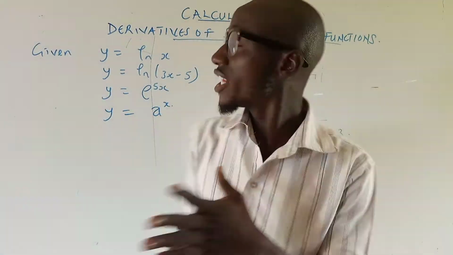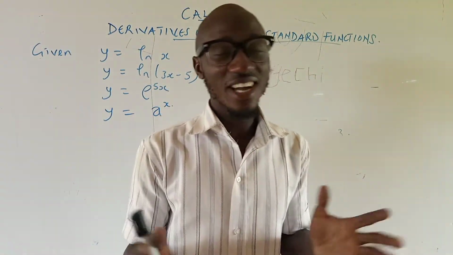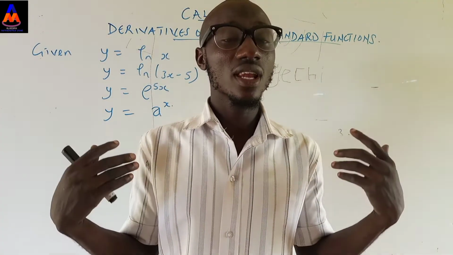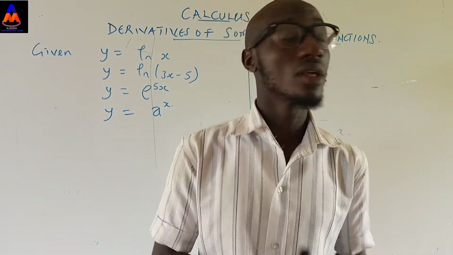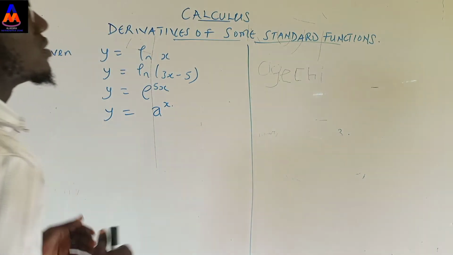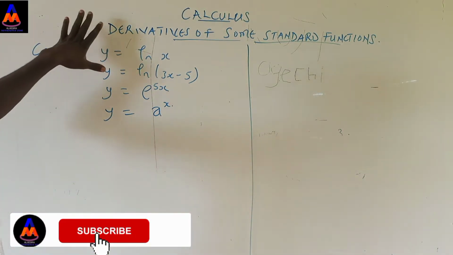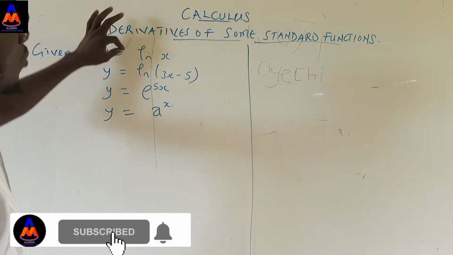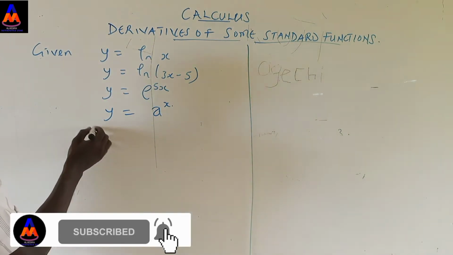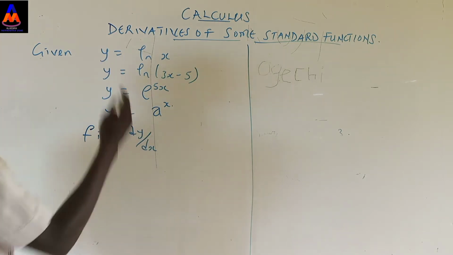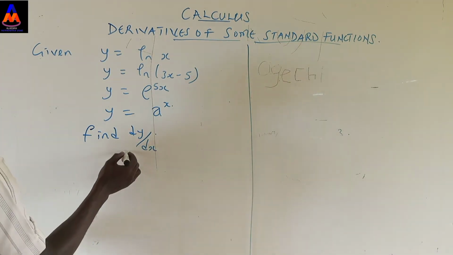Now we are going to conclude our derivation of functions with this last aspect of our topic by differentiating some standard functions given to us. So the first one we are going to be differentiating is ln x. You are given this function and you have to find dy/dx. So, solution.